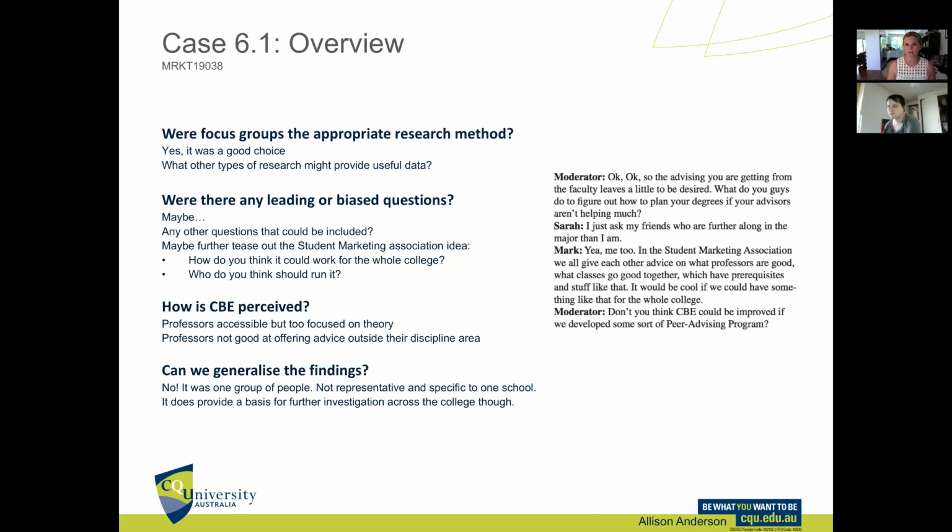You've identified some things that might help you design a questionnaire, for example, or an online survey to send out to people, because you've got an idea of some of the issues. Obviously professor accessibility is an issue. Getting advice on course choices and stuff like that was important to them. So that gives you some ideas about research objectives for a further survey and further research project. And that's the end of that. That was really straightforward.